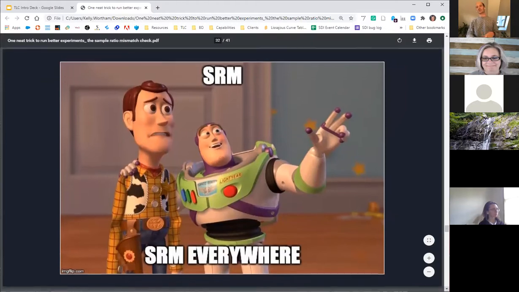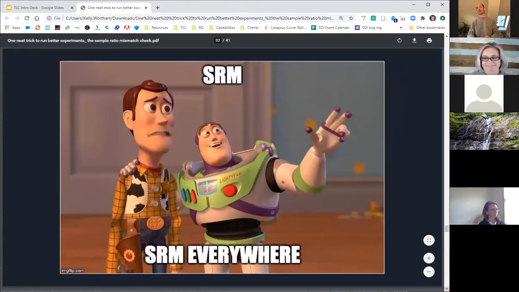So SRM is everywhere, and not just everywhere. There are lots of different reasons why it would occur. And so if you realize that this is a problem, and you start to test for it, and you find it, then root cause analysis, or trying to figure out what the cause is, can be difficult, right? It's not always straightforward to understand why SRM is a problem in your experiment.